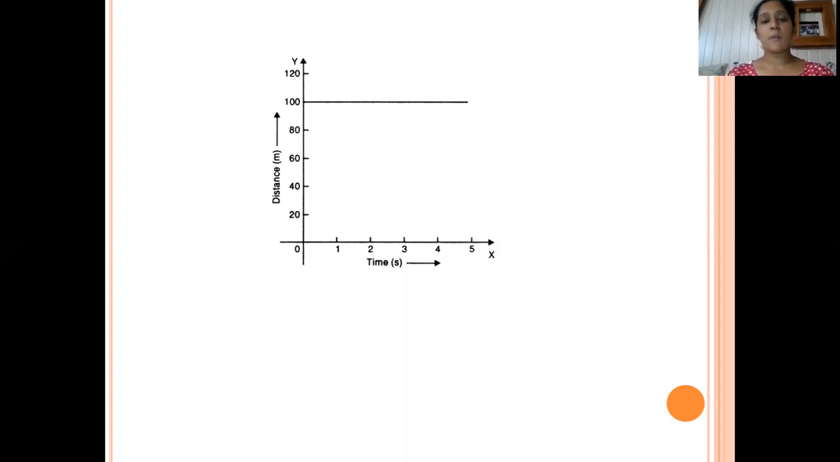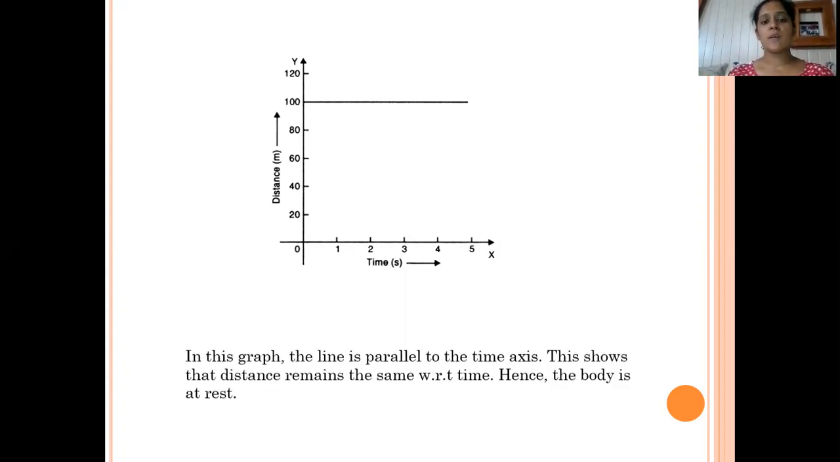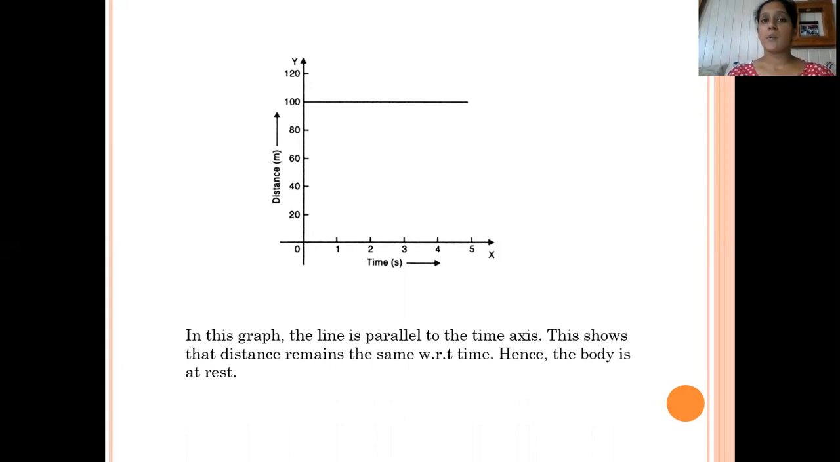So what does it represent? It shows that the body is at rest. So in this graph, the line is parallel to the time axis. This shows that the distance remains the same with respect to time. Hence, the body is at rest. Now, let me move to the next graph.